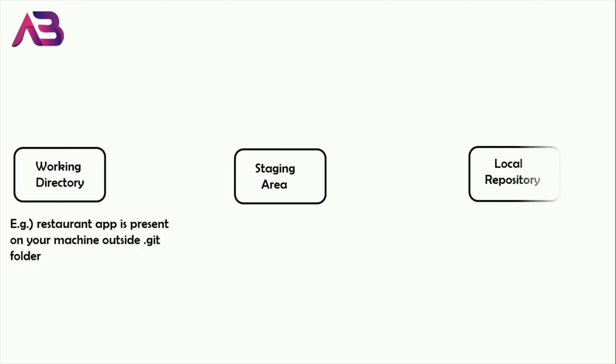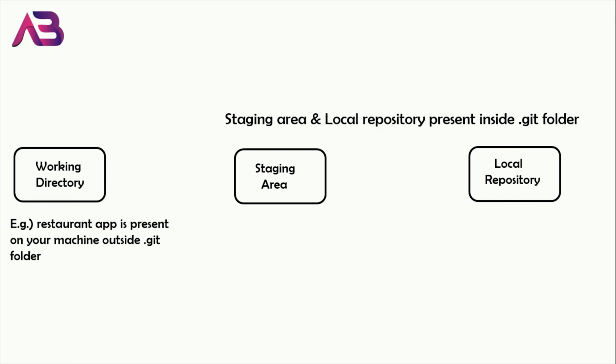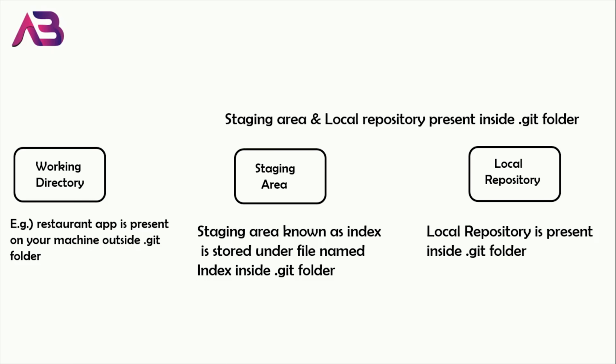Hope you have got the connection between these three terms. Working directory, where your project file is present, staging area and local repository are present within your .git folder, where first you need to add this file to staging area by git add command, and then commit it by git commit command to your local repository. At this point, the changes you have made to your project are stored on your computer in object folder, which is located within .git folder.